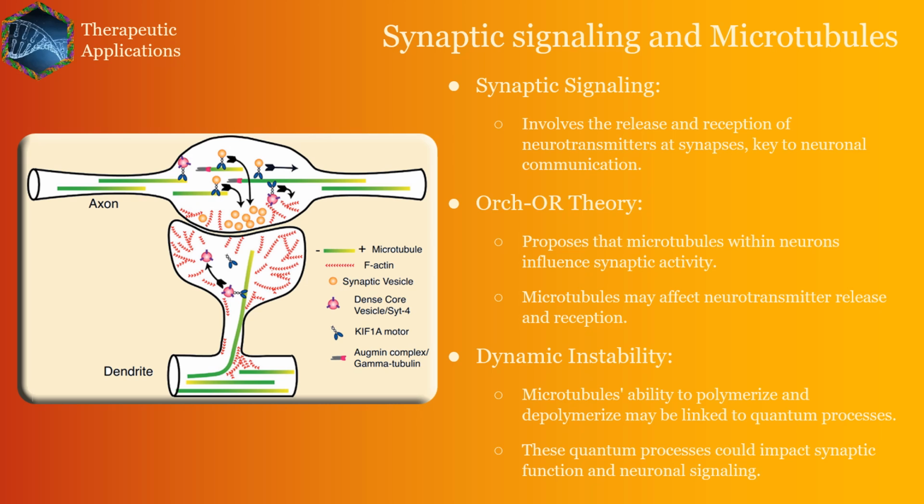Synaptic signaling and microtubules. Synaptic signaling is integral to neuronal communication and involves the release and reception of neurotransmitters at synapses. According to the orchestrated objective reduction theory, microtubules within neurons could influence synaptic activity by affecting neurotransmitter release and reception. The dynamic instability and ability of microtubules to polymerize and depolymerize could be linked to quantum processes that affect synaptic function and neuronal signaling.